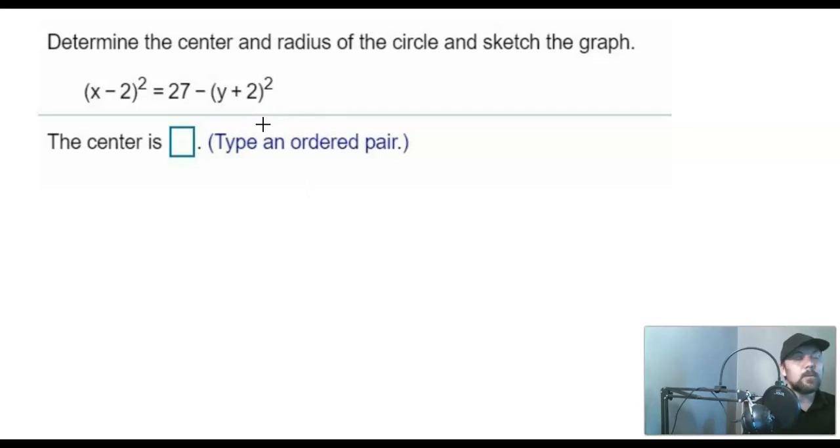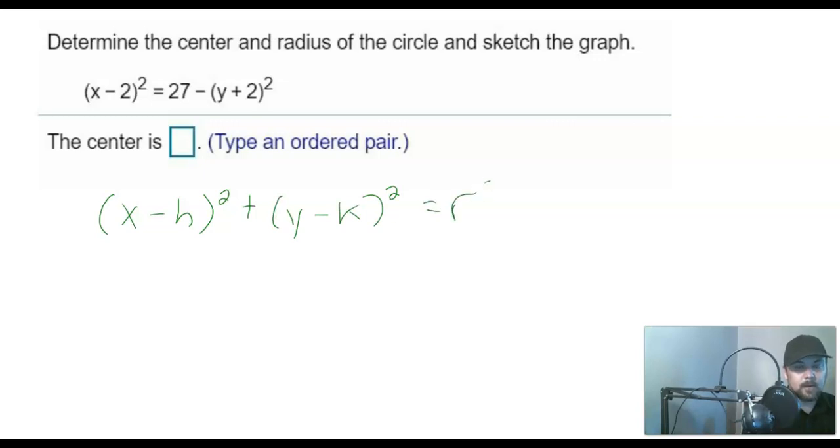First, you want to put the equation in the right form. So the form we want to see the equation in is like this. This is the standard form for the equation of a circle. So whenever we're given an equation that's a circle, we always want to take the time to rearrange it so that it looks like this formula here.